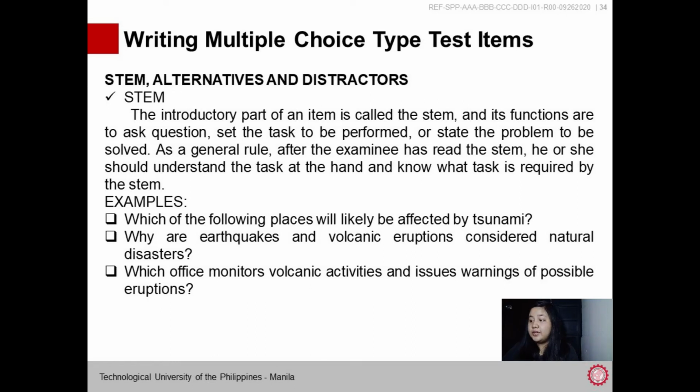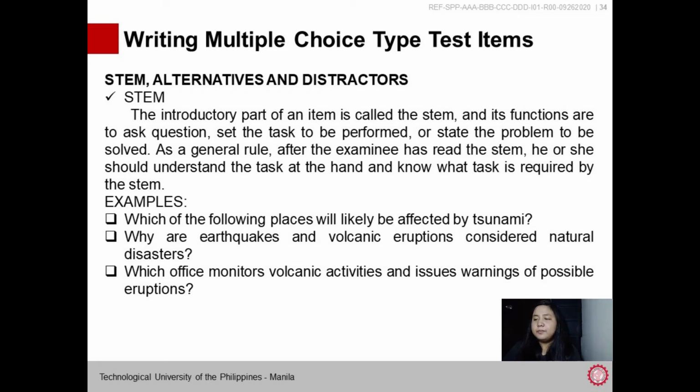So here are my examples from the book of science in grade 9. Which of the following places will likely be affected by tsunami? Why are the earthquakes and volcanic eruption considered natural disasters? And which office monitors volcanic activities and issues warnings of possible eruptions?